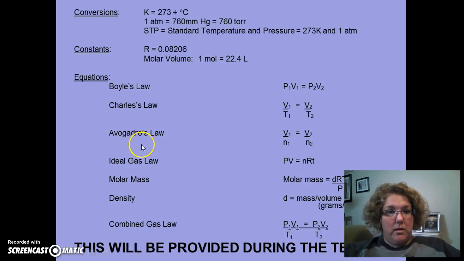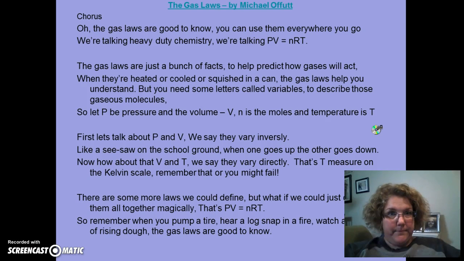Boyle's, Charles's, Avogadro's, the ideal gas law, combined law, molar mass, and density will all be provided during the test. So if you're worried about that, this isn't about memorization. It's more about conceptually understanding gases.